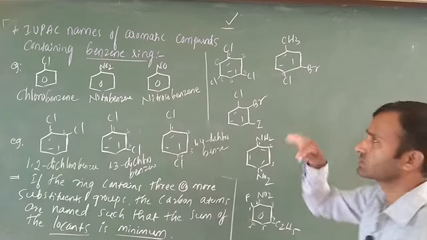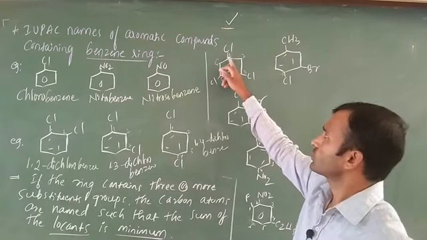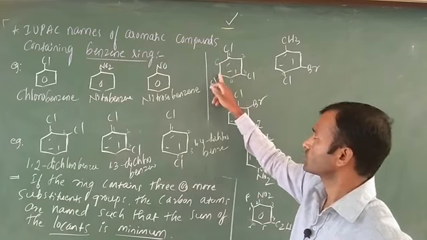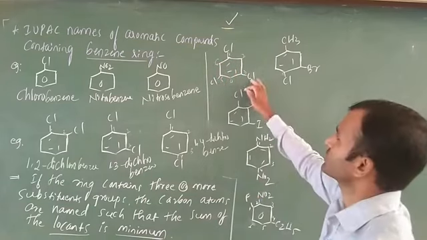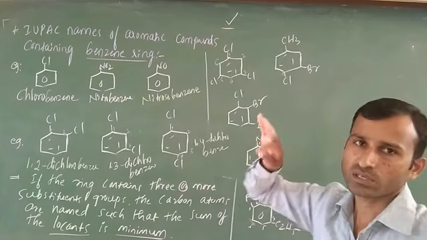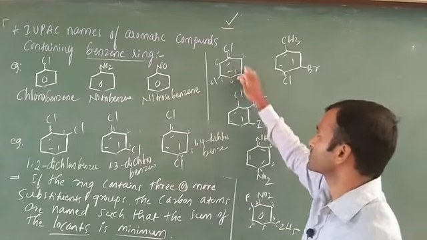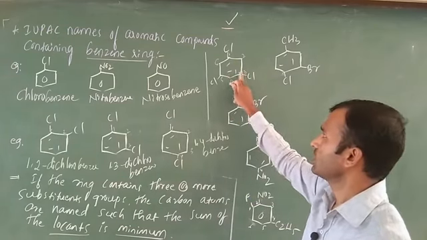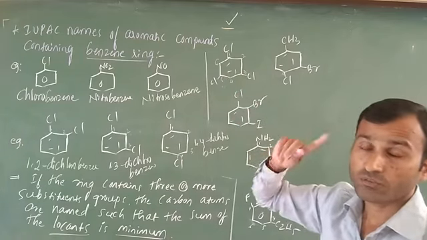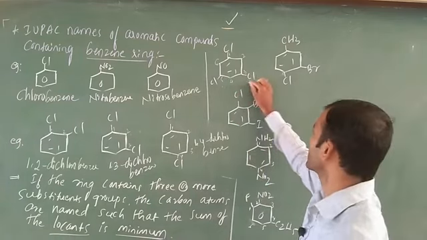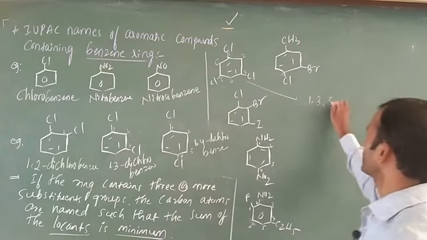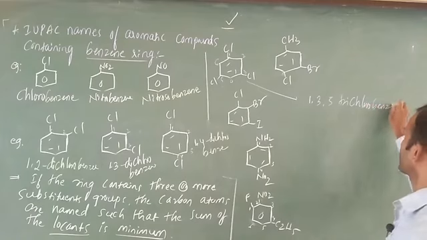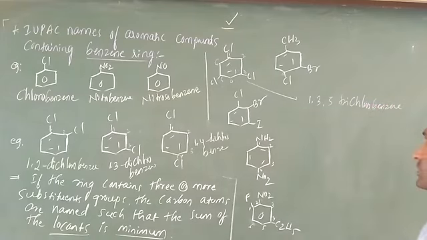Totally, benzene has 6 carbons. If you start from here and rotate like this, 1, 2, 3, that is also the same, because these 3 substituent groups are present in a similar location, which means the distance must be the same. That is why the name of this one is 1,3,5-trichlorobenzene. I am going to write here the name: 1,3,5-trichlorobenzene. Trichlorobenzene is the IUPAC nomenclature.